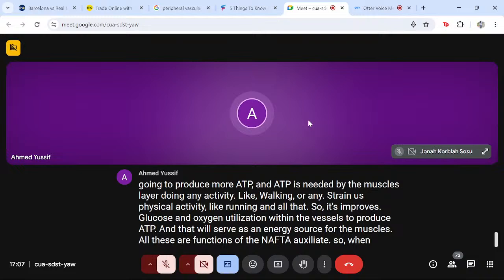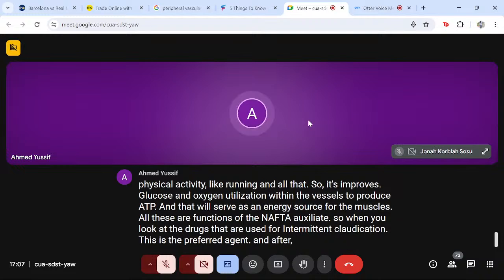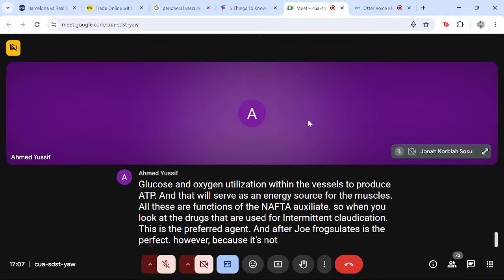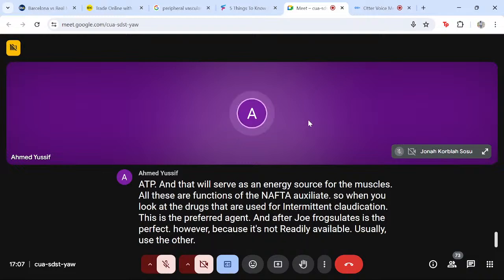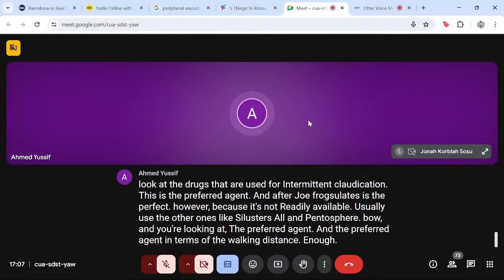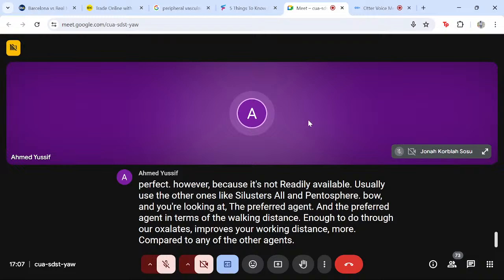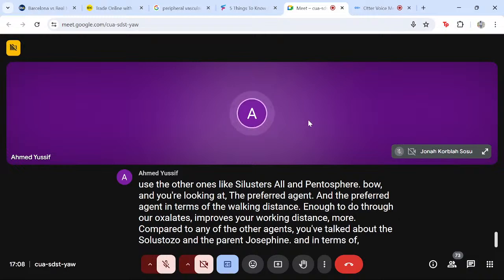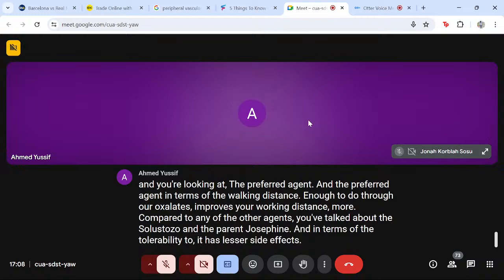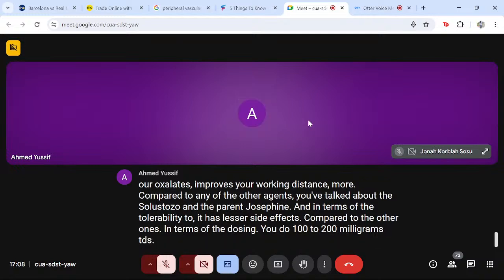So when you look at the drugs that are used for intermittent claudication, this is the preferred agent. Naftidrofuryl oxalate is the preferred. However, because it's not readily available, we usually use the other ones like cilostazol and pentoxifylline. But in terms of walking distance, naftidrofuryl oxalate improves your walking distance more compared to the other agents we've talked about, the cilostazol and the pentoxifylline. And in terms of tolerability, it has fewer side effects compared to the other ones. In terms of the dosing, you do 100 to 200 milligrams TDS.